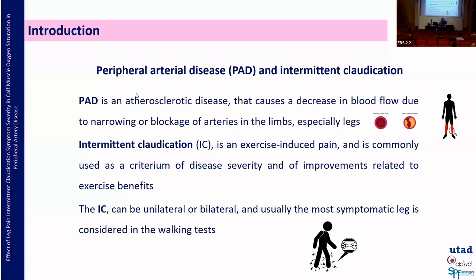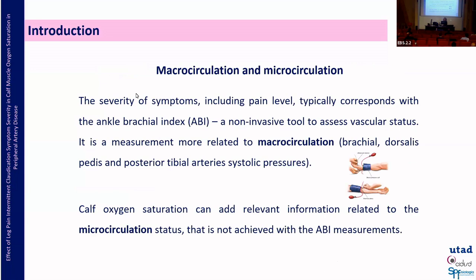The intermittent claudication can be unilateral or bilateral, and when bilateral, usually we have a more symptomatic leg, and usually the most symptomatic leg is considered in the walking tests and walking evaluations. So the severity of the symptoms, including the leg pain, typically corresponds with the ankle brachial index, a non-invasive tool to assess vascular status, but it is related to more macro circulation.